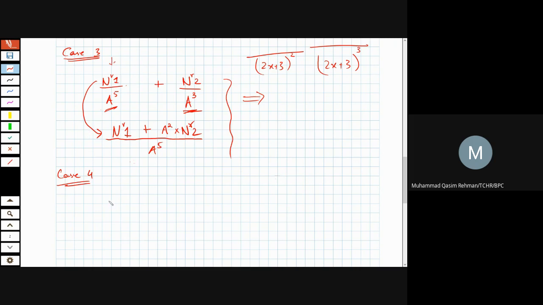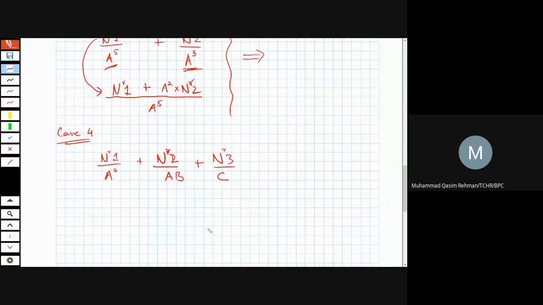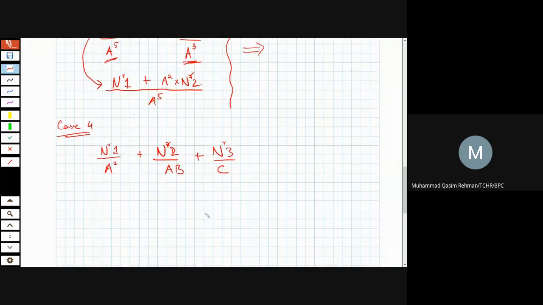Okay, now the case 4 is basically, well, there are actually 3 cases. Case 4 is basically the mixture of all the 3 cases. Now, for example, numerator 1 over a squared plus numerator 2 over ab plus numerator 3 over c. Now, if you look here, we have all the 3 cases.